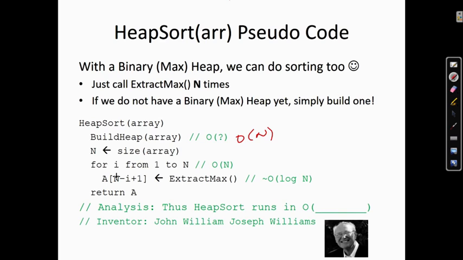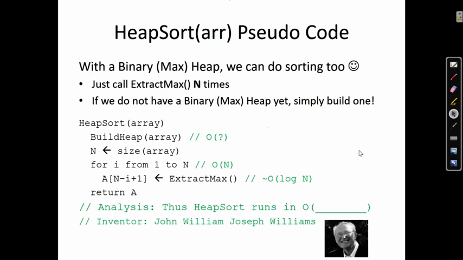What's the time? So this one, fast build heap is O(n), okay, no problem. So I have a for loop that goes from 1 to n, so the for loop runs O(n) time. Okay, this extract max, in the worst case, is O(log n), right? Correct? So is it then O(n log n)? No.